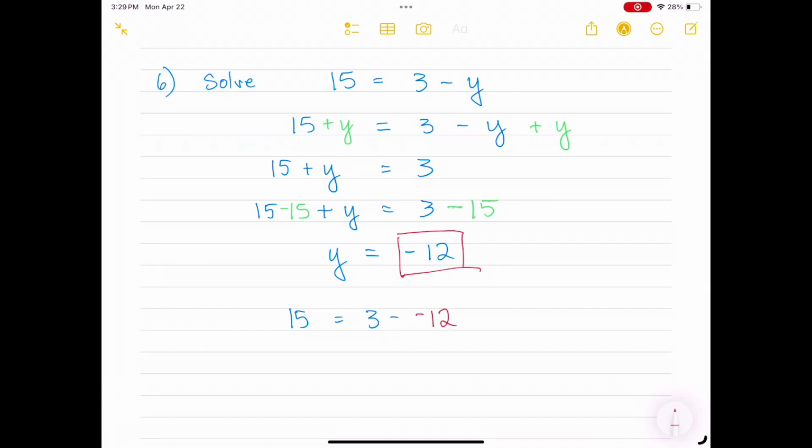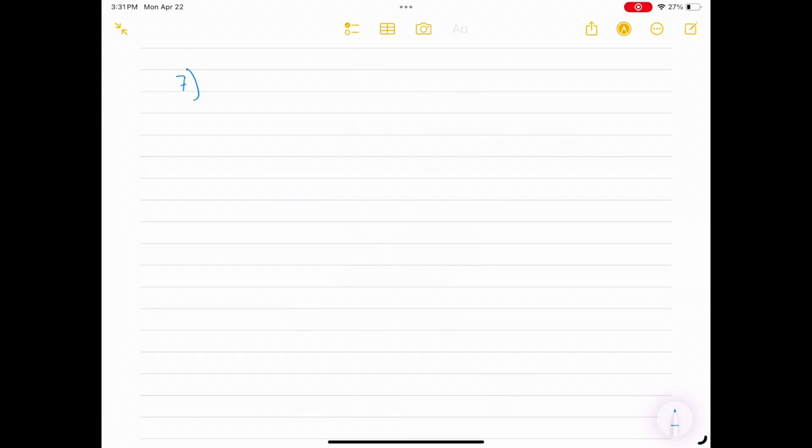Now we plug the solution, negative 12, back into the original equation. 15 equals 3 minus negative 12. When subtracting integers, you need to add the opposite. So 3 minus negative 12 becomes 3 plus positive 12, which does equal 15. The solution is correct. Example 7.